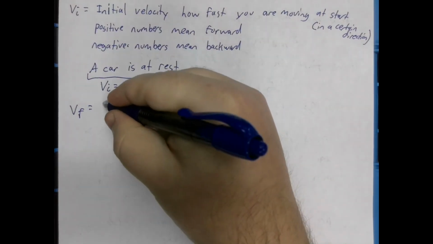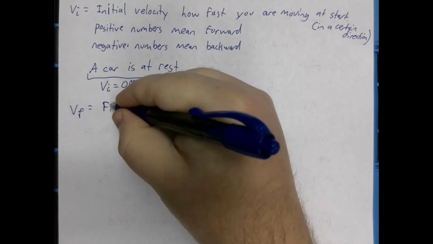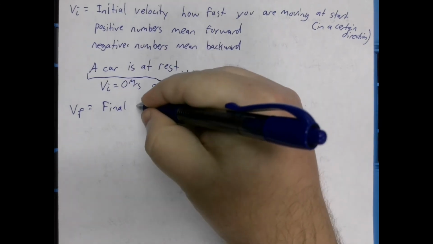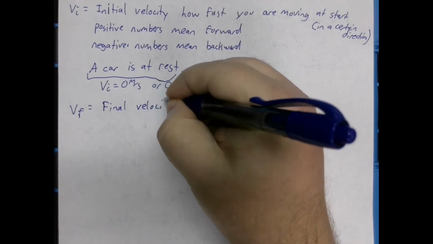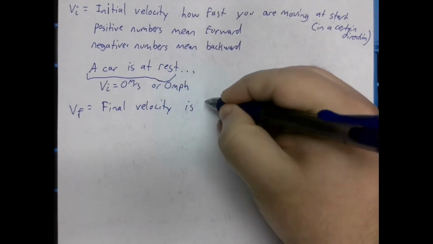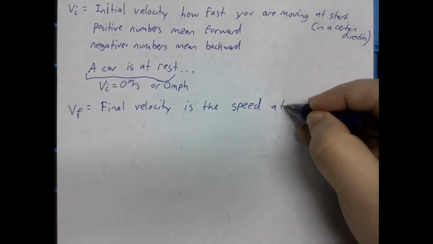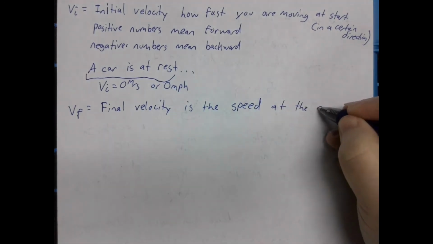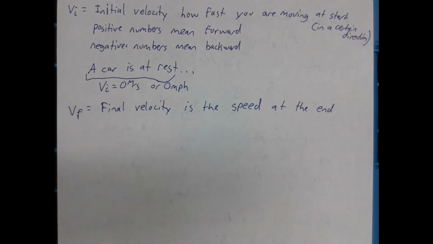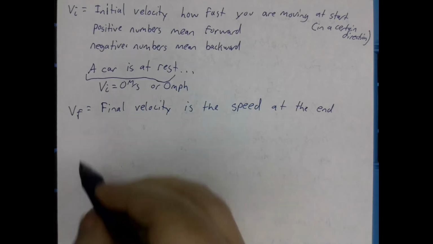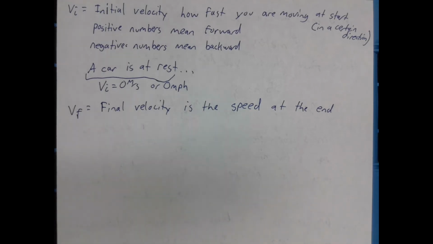Final velocity is the speed at the end. Not the end of the problem, but the end point, basically how fast he's going at the end of the problem. This number doesn't have to appear at the very end of the words.